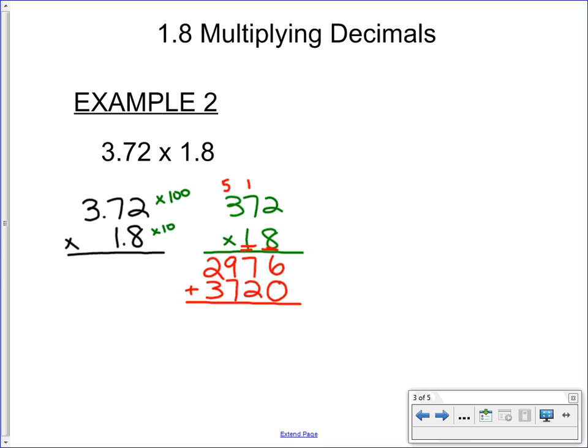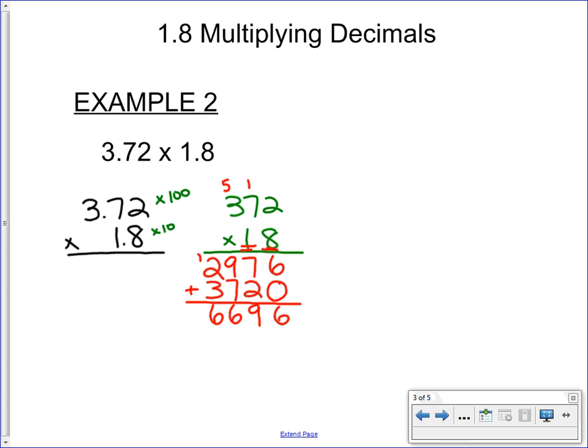I now just need to add these together. 6 plus 0 is 6. 7 plus 2 is 9. 9 plus 7 is 16, so I write the 6 and carry the 1. And 2 plus 3 is 5, plus the 1 I carried is 6.